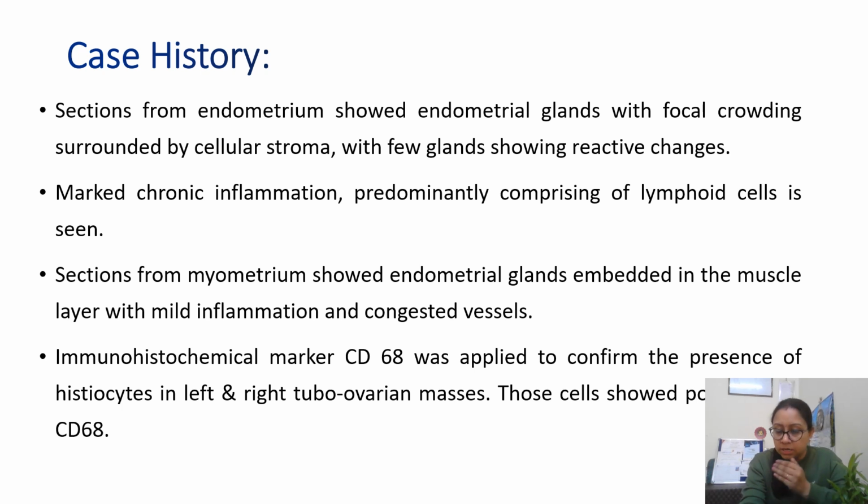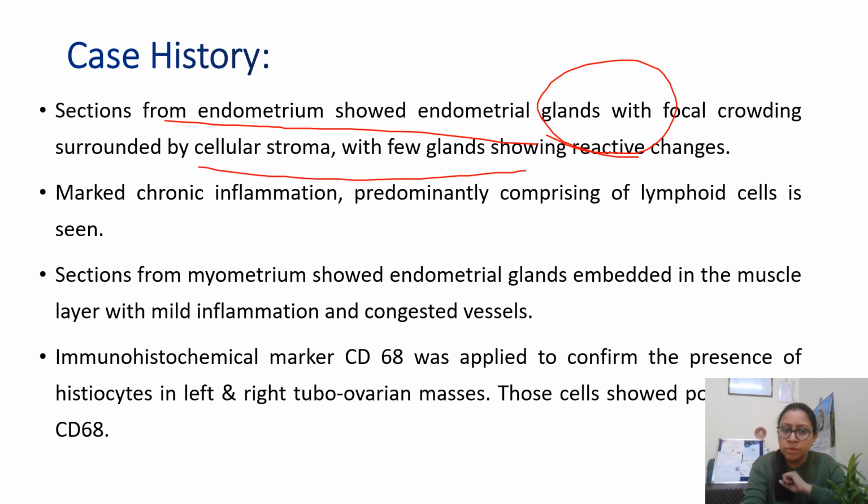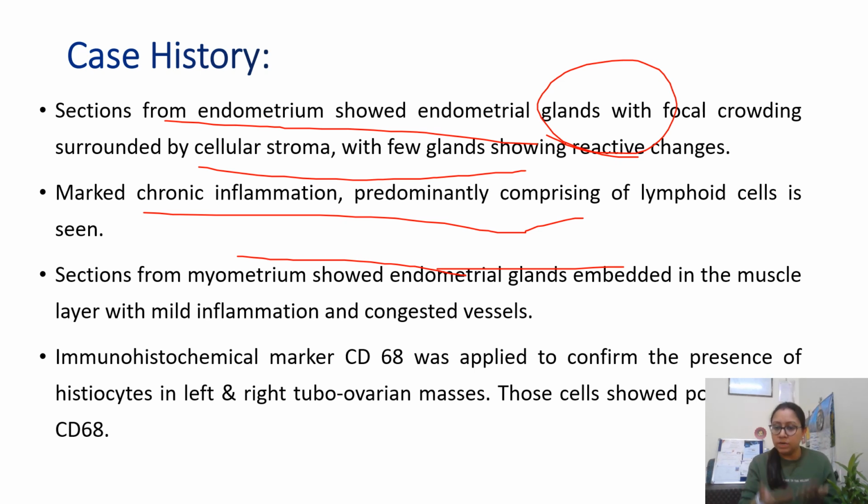We also gave sections from the other parts. Sections from the endometrium showed endometrial glands with focal crowding. Glands were placed back to back with cellular stroma, and a few glands showed reactive changes. Marked chronic inflammation comprising lymphoid cells was noted, with focal hyperplasia of the endometrium. Sections from the myometrium showed endometrial glands embedded in the muscle layer. So we got endometrial glands in the myometrium, which suggests adenomyosis.